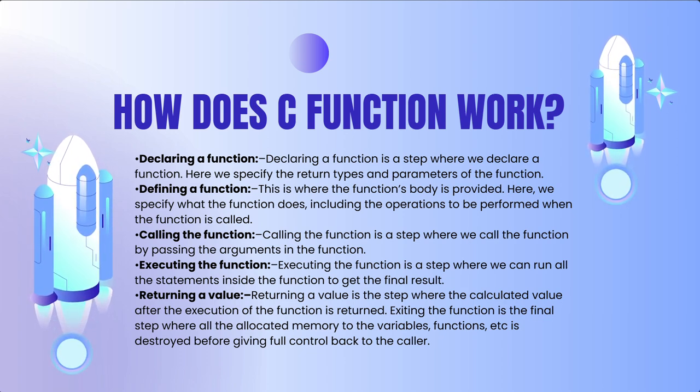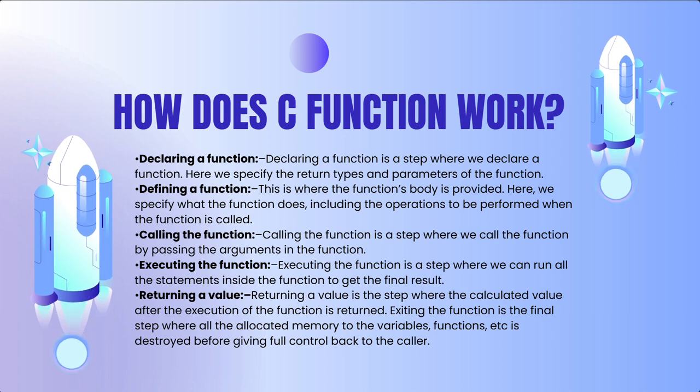Executing the function. After call, execution takes place. When you call the function, then only it executes, right? Otherwise, when you don't call the function, it's just defined and it is just there. It has no purpose. What is the point of writing it? You need to execute it, right? After calling it, it goes inside the function block and executes all the statements. Execution is a step where we run all the statements inside the function to get the final result.